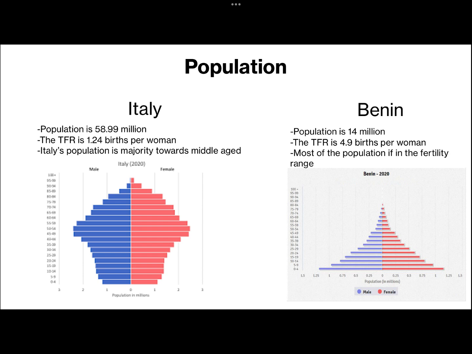Now for Benin, the population is much lower, around 14 million. The TFR is 4.2 births per woman, and most of the population is in the fertility range, which can be seen on the pyramid below, which has a large base and narrows as you go up to the top.